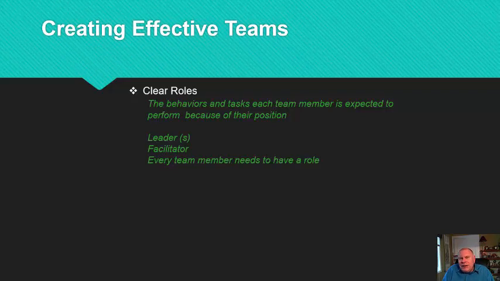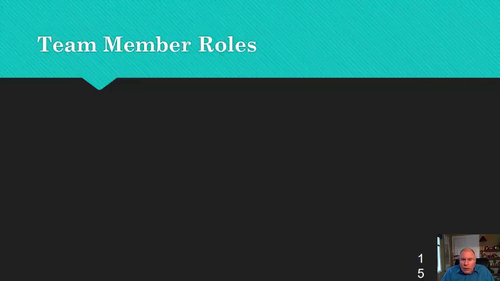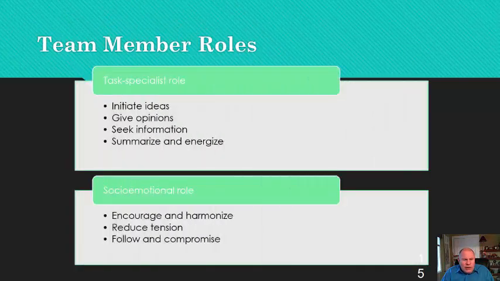They're facilitating the process. Other roles that exist within a team include a timekeeper and a scribe: somebody keeping track of the time, somebody keeping track of what is done. So these are roles that exist on every team to be most effective. And we look at the other team members, and there are different roles. There are task specialist roles. These are people on the team who initiate ideas, give opinions, seek information, and summarize.